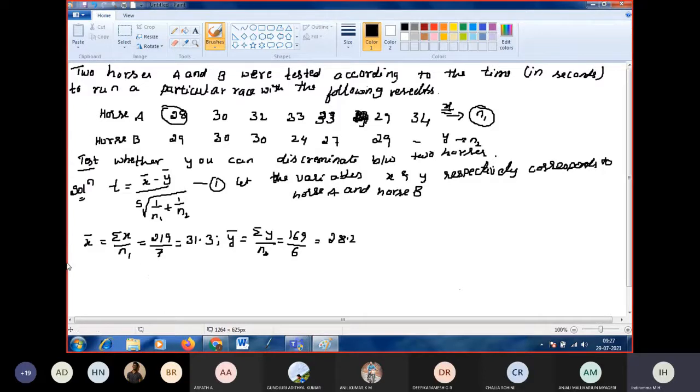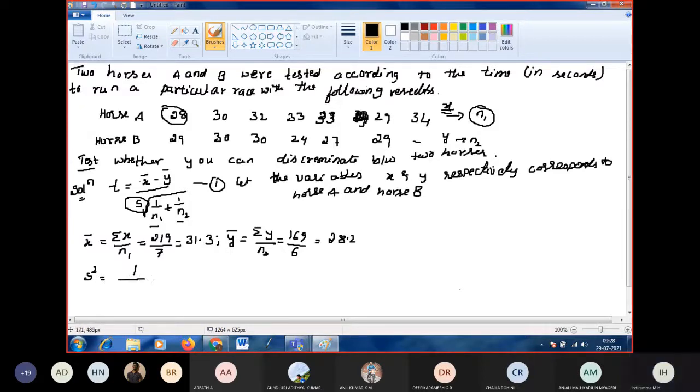So next, what do we have to find out? Anyhow, we got x bar and we got y bar. We can substitute here. We know n1 and we know n2. We have to find s. That is our intention now. To find s, we have the formula for s square. What is the formula for s square?